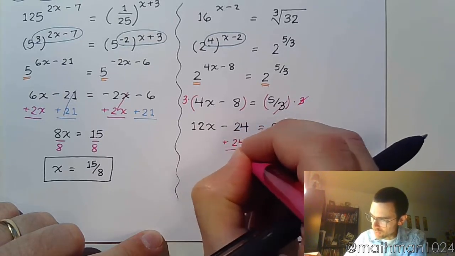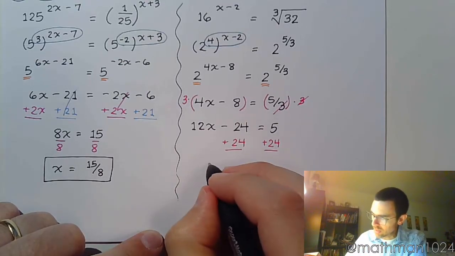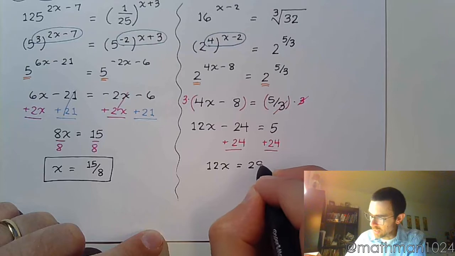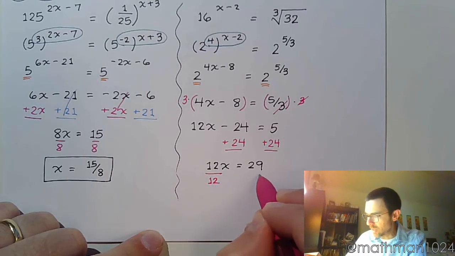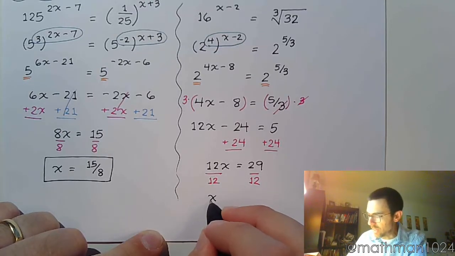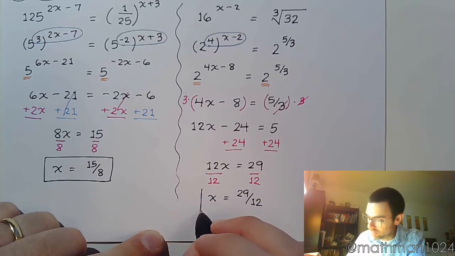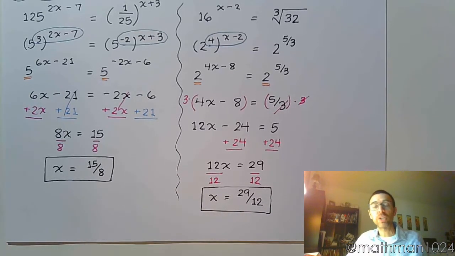All right, so let's add 24 on both sides. All right, 12x is equal to 29. And then one final step. Divide both sides of the equation by 12. Reduce if you can. However, 29 over 12, that's all you can do. And there you have it for solving some exponential equations.